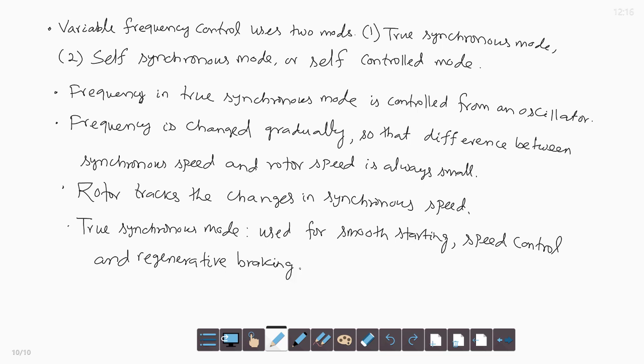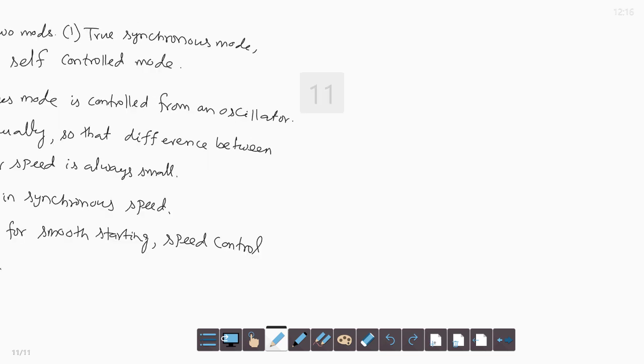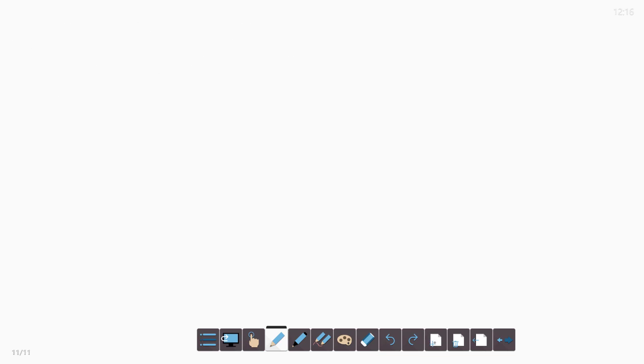So, this is possible as long as frequency is changed gradually, slowly, for the rotor to track the varying synchronous speed. Then we have the self synchronous mode, or self controlled synchronous motor, or self controlled mode. That is the basic BLDC drive.